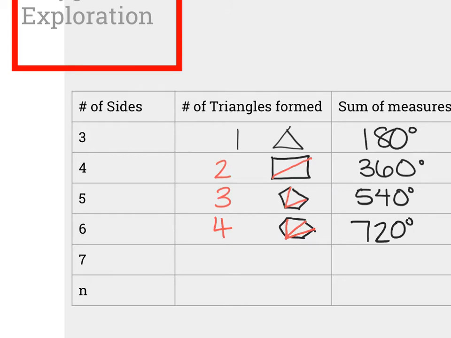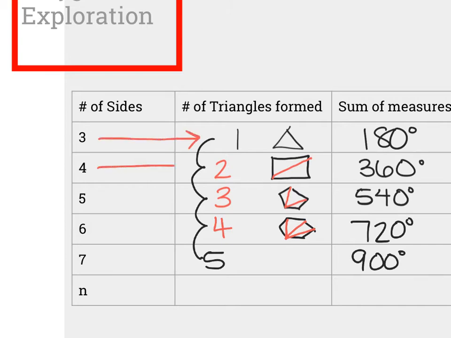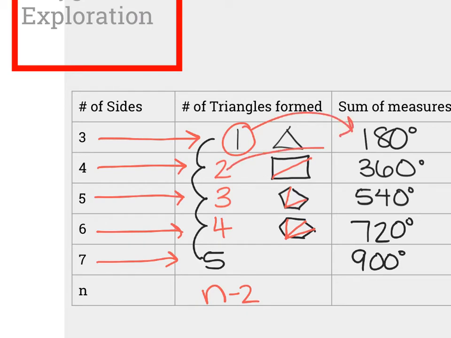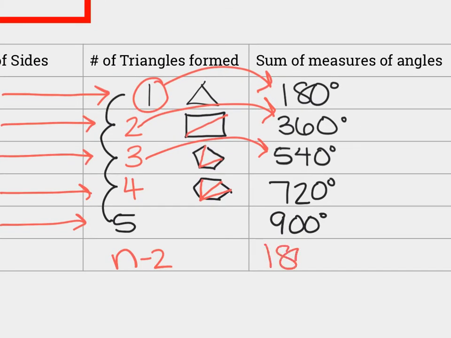When I get to 7, without even drawing it out, I'm going to end up with 5 triangles in there, because I'm going up 1 each time. So I can add another 180, which means I get 900 degrees inside of my heptagon. Let's quickly look at the relationship between the number of sides and the number of triangles. Every single time, I'm just subtracting 2. Which means the number of triangles formed if I have n sides will be n minus 2. And then my relationship to get to that number is just multiplying by 180. So the sum of my measures is going to be 180 times the number of sides minus 2.